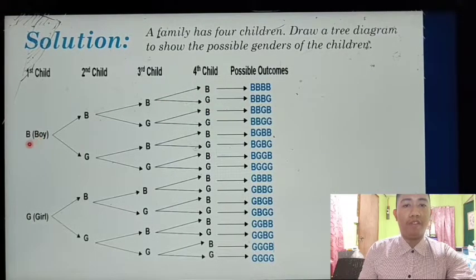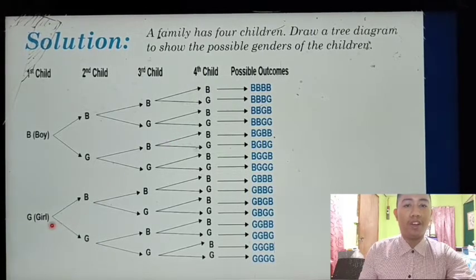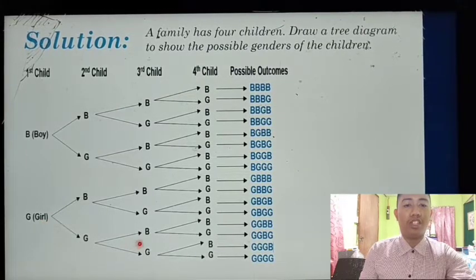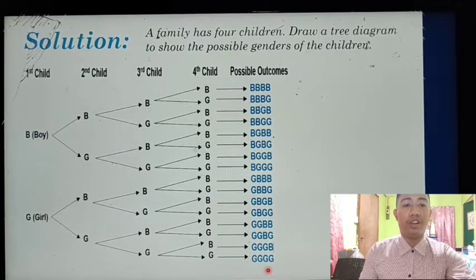For the first outcome, we have a boy as the first child, a boy as the second child, a boy as the third child, and a boy as the fourth child. So the possible outcome is boy, boy, boy, boy. Also we have girl in the first child, girl in the second child, girl in the third child, and girl for the last child. So the last outcome is girl, girl, girl, girl.